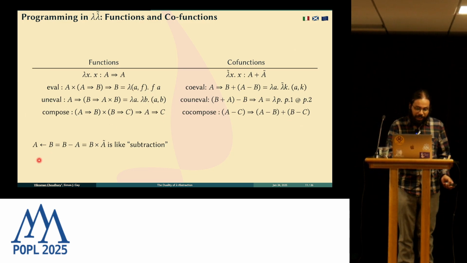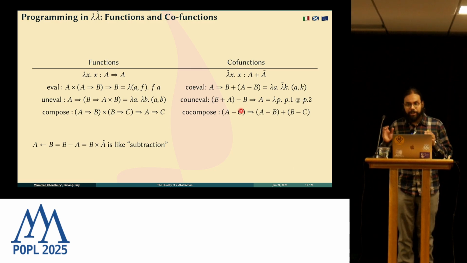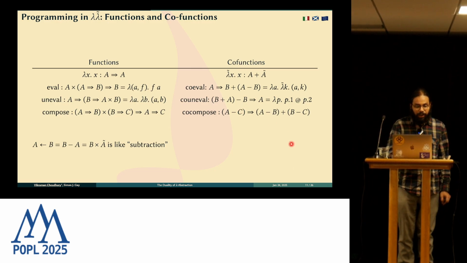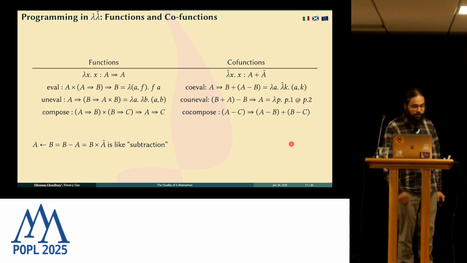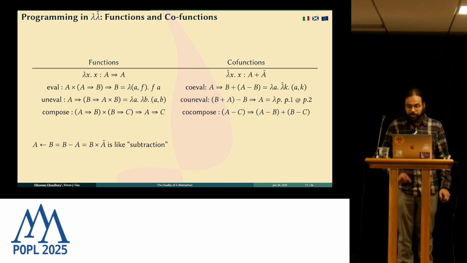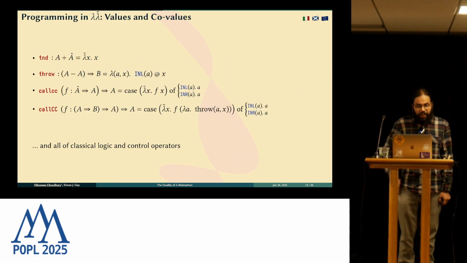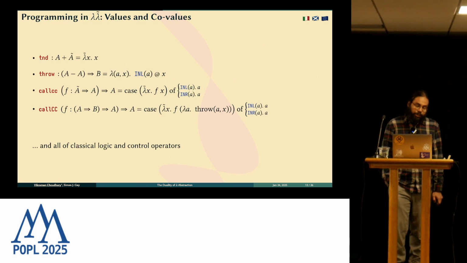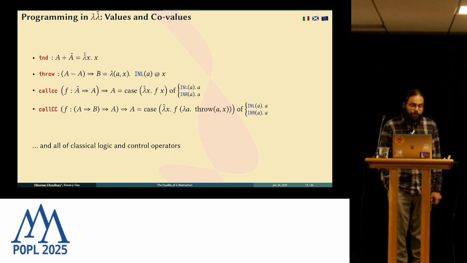And you notice that I'm writing minus because when you look at the typing rules, it behaves like a minus, because B plus A minus B gives you A. So this minus is the formal dual to the function type. It's like a subtraction operation. And with these typing rules, you can also make values and co-values interact.